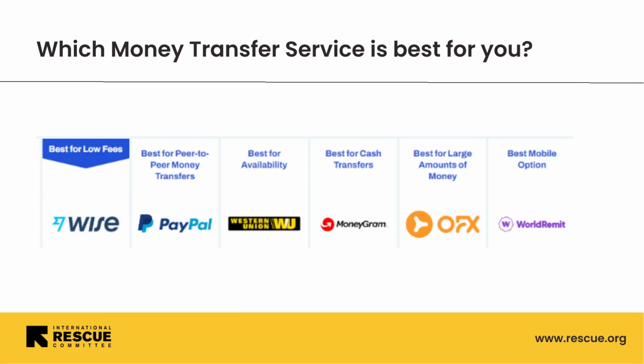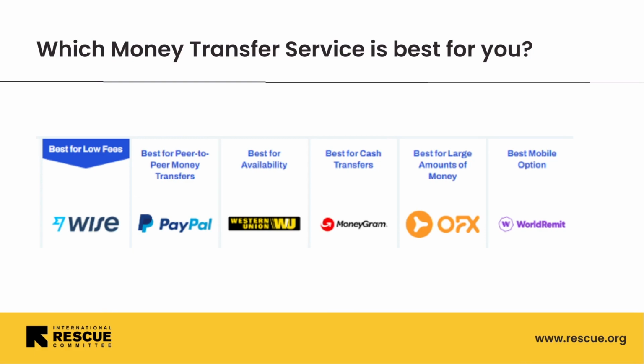Wise is best known for low fees and favorable exchange rates. The mobile app gets high ratings. PayPal is best for peer-to-peer money transfers. The transfers arrive in minutes. The costs on the mobile app, the Xoom, tend to be high due to exchange rate markups. Western Union has the best network of countries and locations, but fees and exchange rate markups vary country to country.